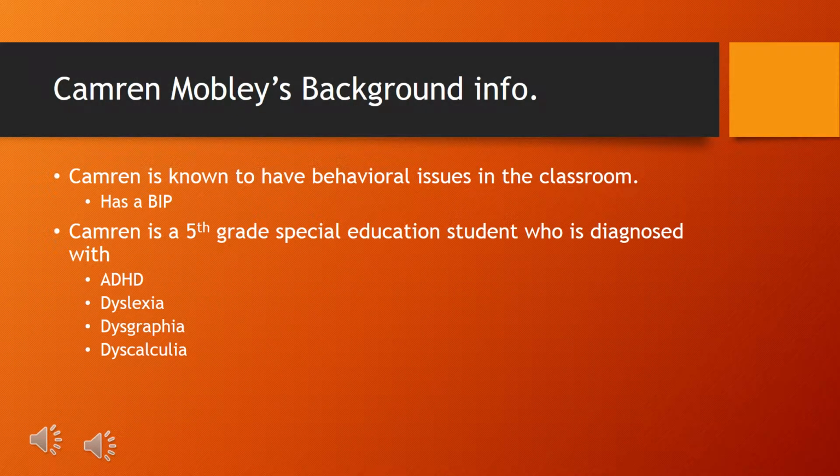Now let's get into some background information about the student we will be developing our adaptations for. His name is Cameron Mobleys, and he's known to have some behavior issues in the classroom. The school he is at has developed a BIP for him, and we should use some of the things from the BIP to incorporate in the classroom as well. Cameron is a fifth grade special education student who's diagnosed with what seems to be multiple disorders such as ADHD, dyslexia, dysgraphia, and dyscalculia.